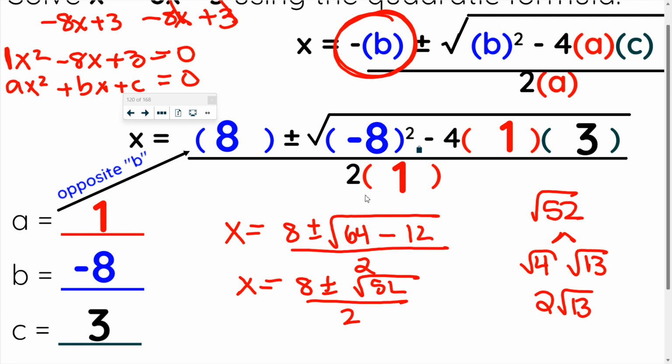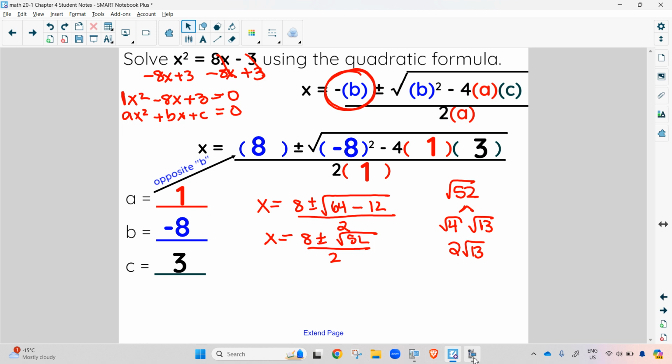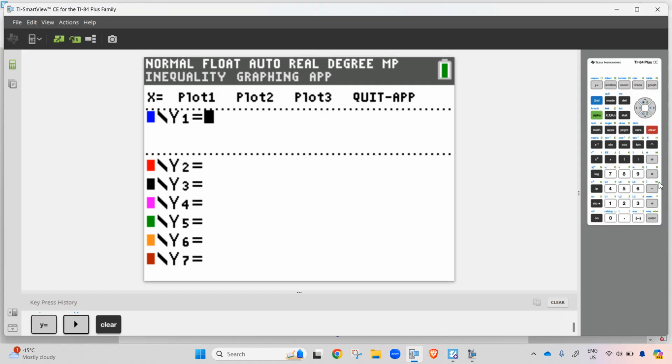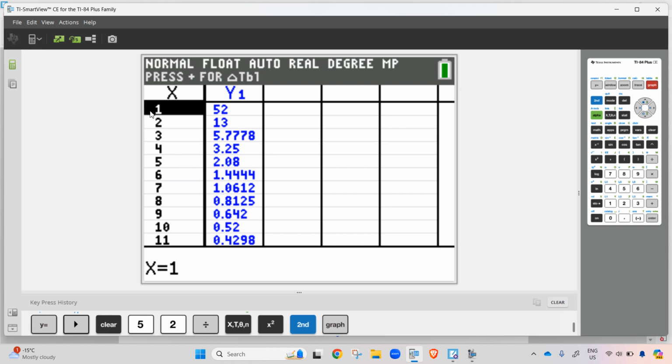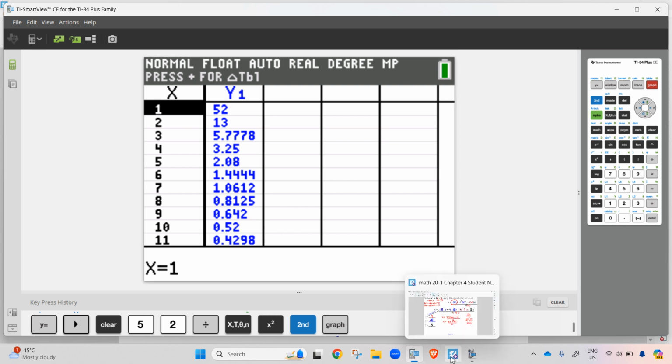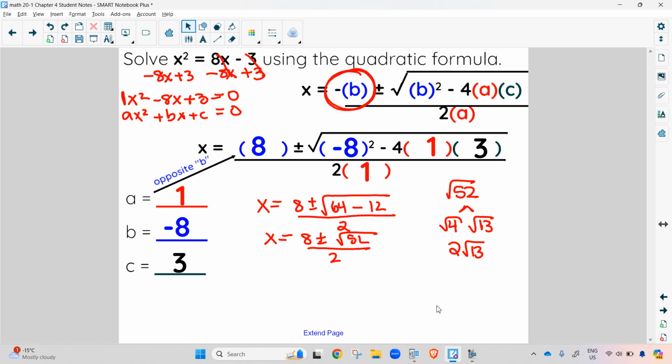Remember, I did teach you a little trick on your calculator. Let's look at that. I can go into my calculator, go into my y equals. I'm looking at breaking down 52, so I'm going to divide it by x squared because I'm looking for perfect square factors. Now I can go into my table and I can see that the square root of 52 is the same as 1 times the square root of 52. That doesn't really help. The square root of 52 is 2 times the square root of 13. And I can see that that is the most simplified version because everything else in y1 is a decimal. So just another option that you can look for when you are simplifying.